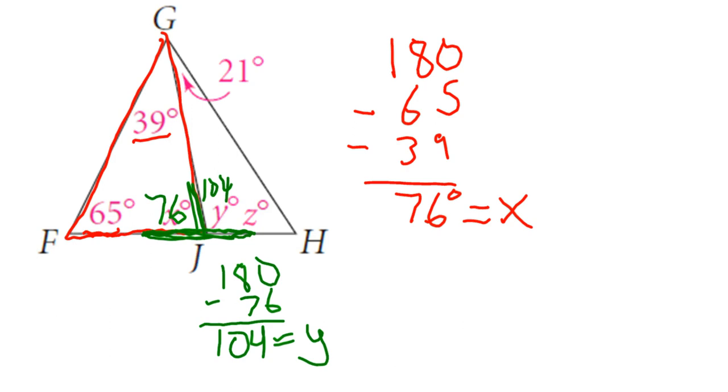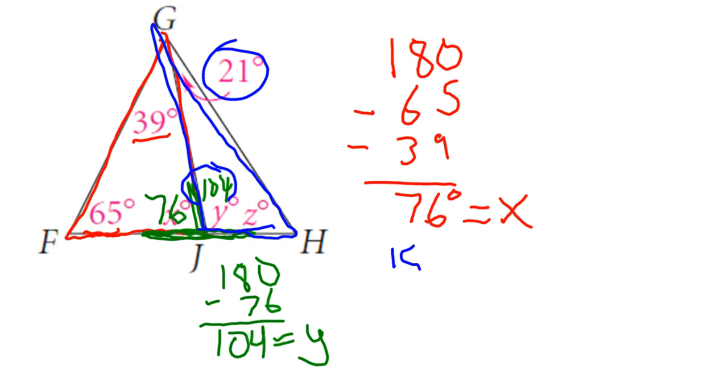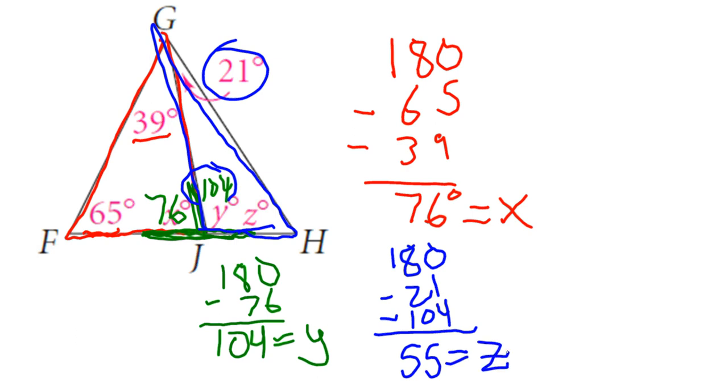And now we realize in this triangle, I'm talking about the triangle on the right, I'll highlight it in blue. In this triangle, we know two angles, and we're looking for the third. So here it goes. 180 minus 21 minus 104. Take a moment. Either do that in your head or handwritten or with a calculator. And when I do that, I get 55 degrees. And so that's going to be my answer for z.